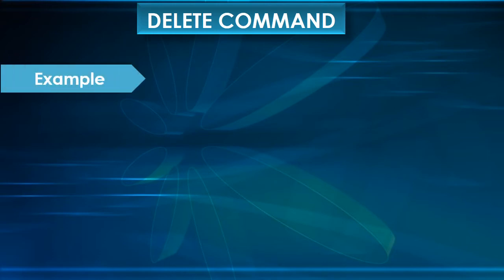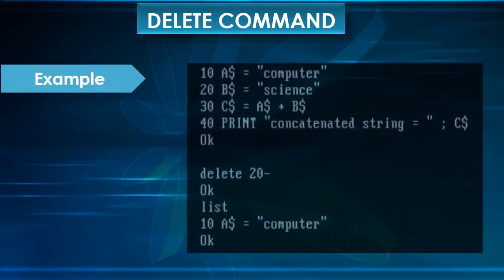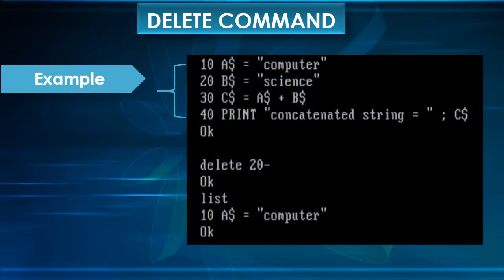Let's see another example of delete command. The same program again with the 4 lines. Now I have applied a command delete 20 dash. It will delete from line number 20 till end of the program. And when I list it out, only single line left.